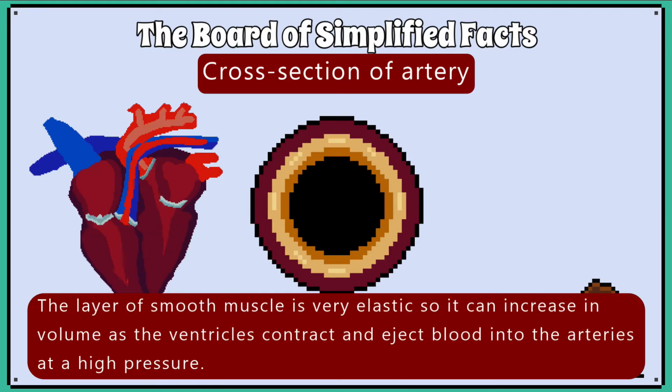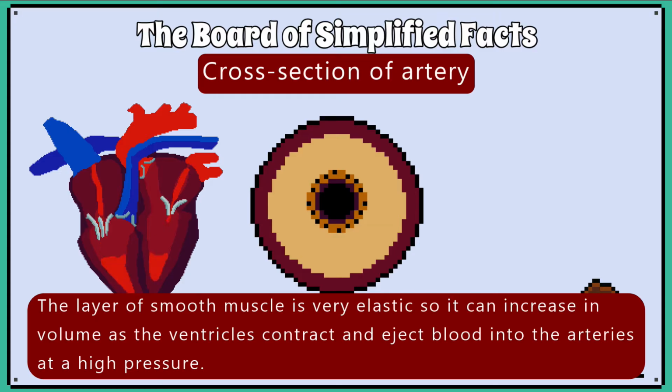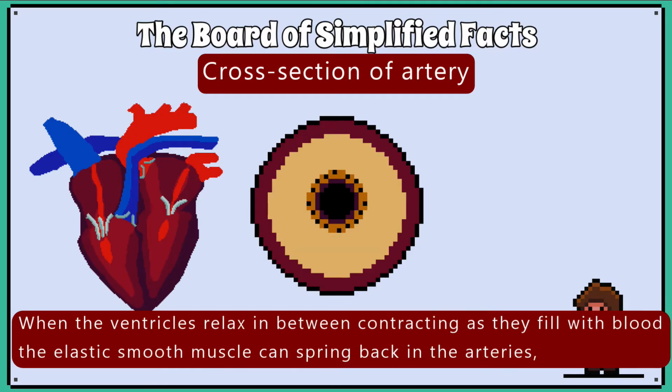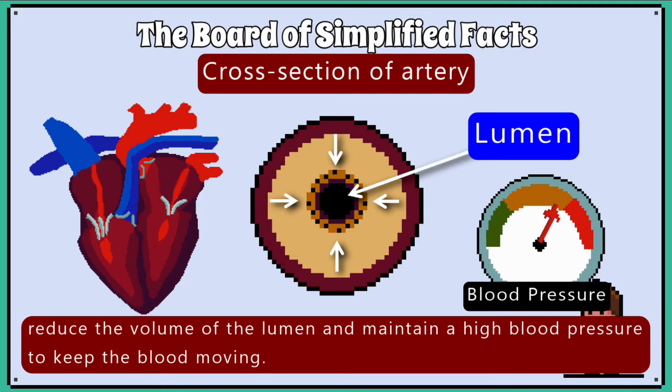The layer of smooth muscle is very elastic, so it can increase in volume as the ventricles contract and eject blood into the arteries at a high pressure. When the ventricles relax in between contracting, as they fill with blood, the elastic smooth muscle can spring back in the arteries, reduce the volume of the lumen, and maintain a high blood pressure to keep the blood moving.